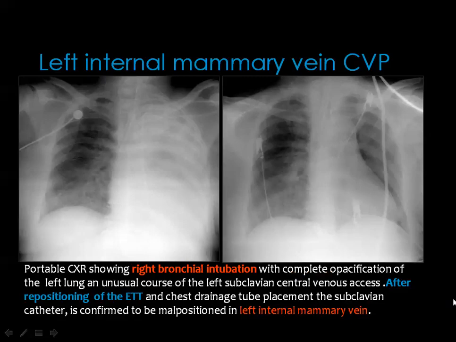Also, in this patient, you have an endotracheal tube selectively passing to the right bronchus with consequent opacification of the left hemithorax. Then the endotracheal tube is adjusted and the lung is aerated. Then you go to the central venous line, which is introduced through the left side but is not going across the midline to the opposite side.